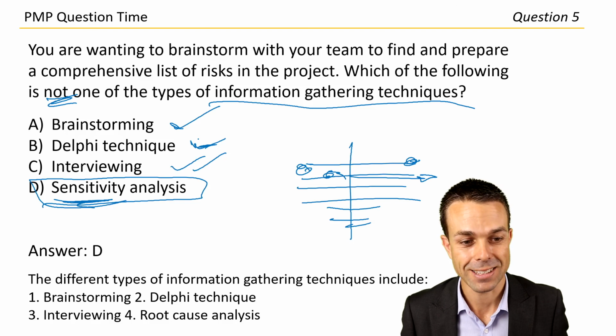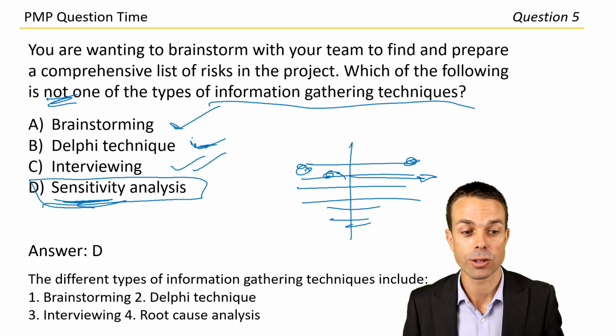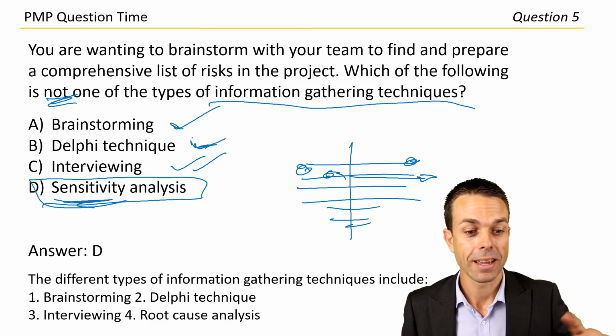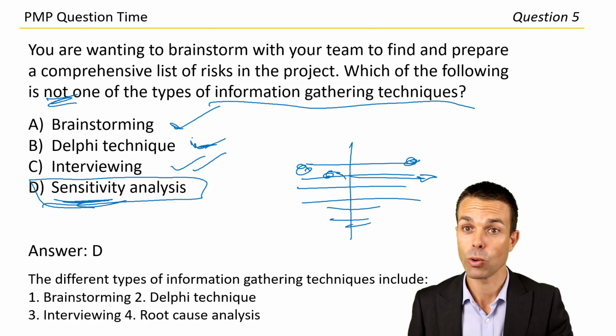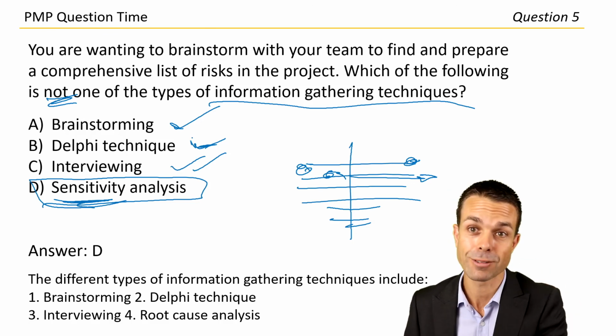Answer D, fantastic. The different types of information gathering techniques include brainstorming, Delphi technique, interviewing, and root cause analysis. That's fantastic. I love all of those things, and I hope you loved this video.